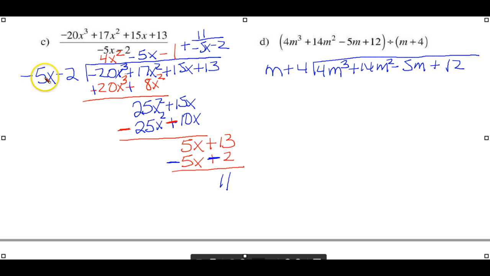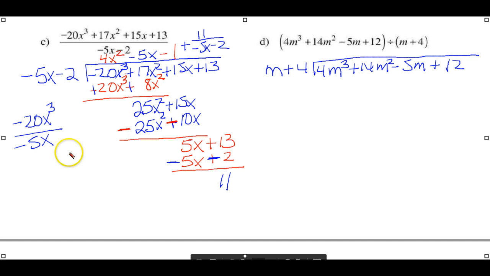So, negative 5x will go into there a positive 4x squared times. And if you're not sure, just do it over here. Negative 20x to the third divided by a negative 5x. So this gives you positive 4x squared. Then you multiply that by each term. Got a negative 20 and a negative 8. Change your signs. These cancel out. Gives me a 25x squared. Bring this down.